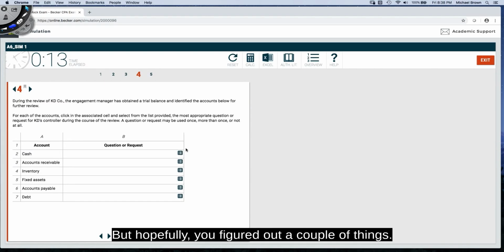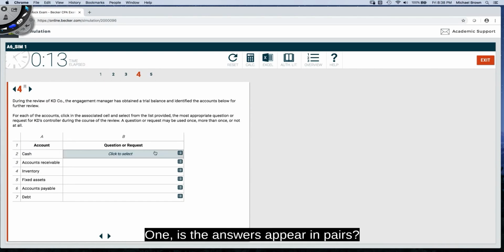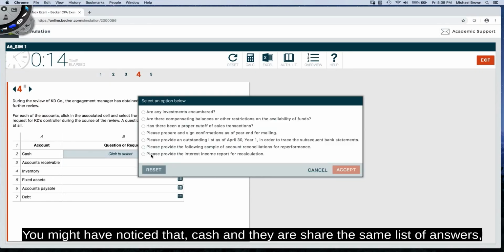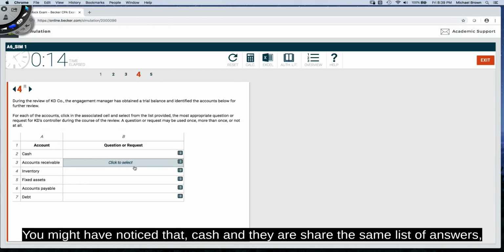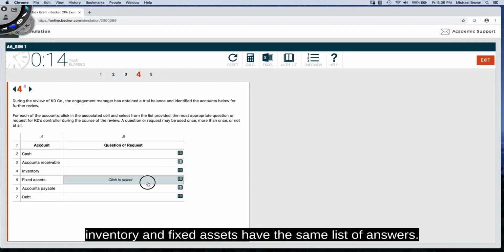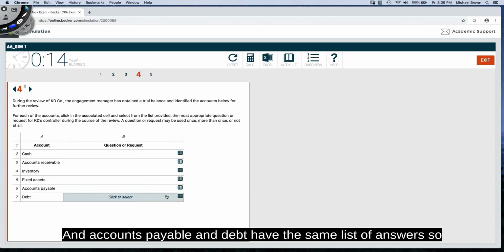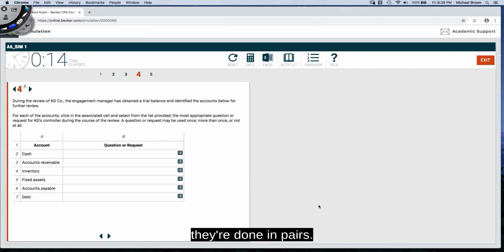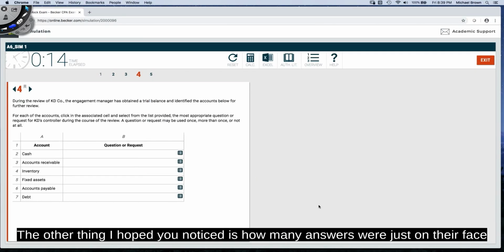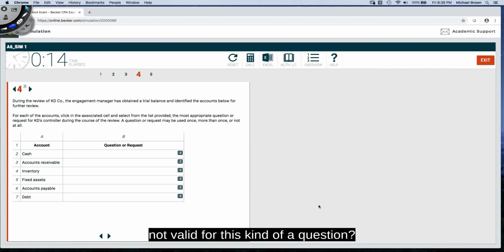So this is one of those questions that's a bit deceptive in how challenging it might have been, but hopefully you figured out a couple of things. One is that the answers appear in pairs. You might have noticed that. Cash and AR share the same list of answers. Inventory and fixed assets have the same list of answers, and accounts payable and debt have the same list of answers. So they're done in pairs. The other thing I hoped you noticed is how many answers were just on their face not valid for this kind of a question. And that's really the easiest way to tackle this one, is to the extent you can eliminate answer choices. But let's take a quick look at the instructions.